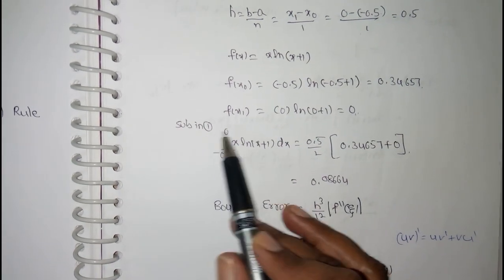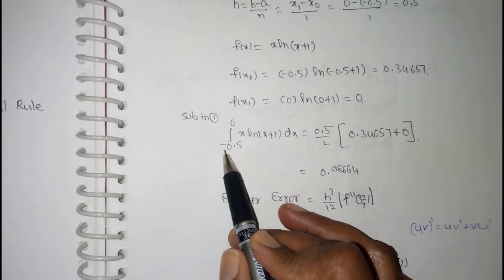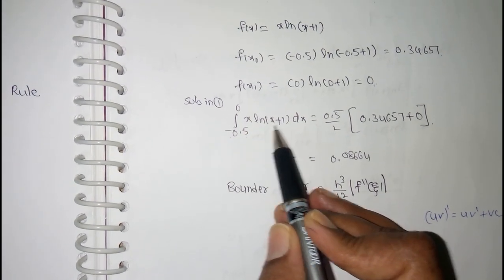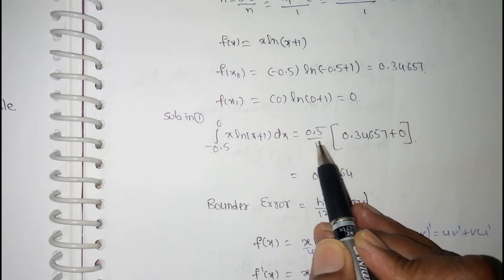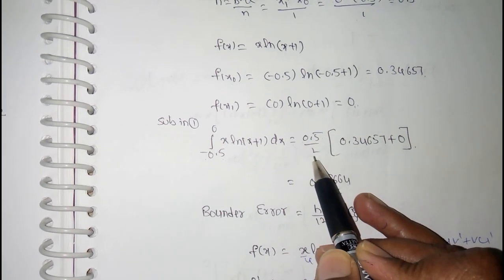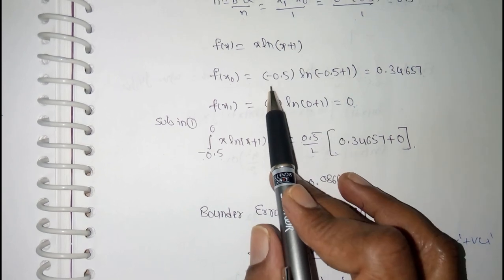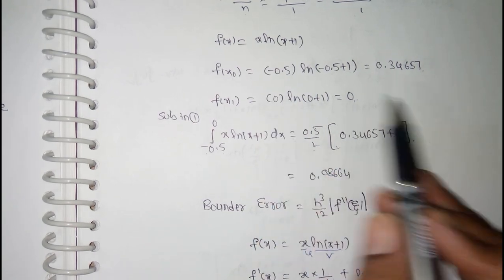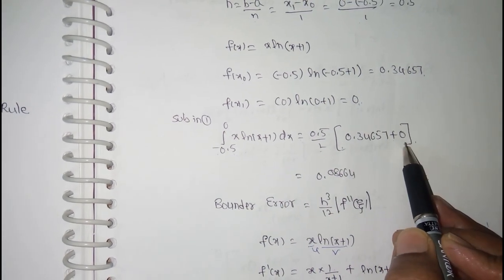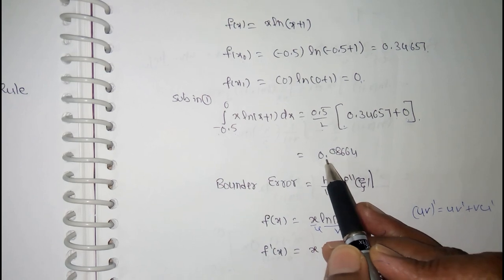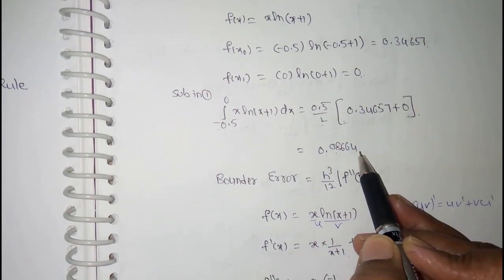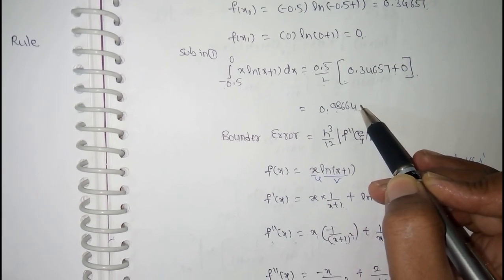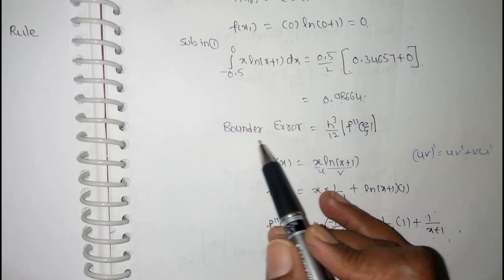Next, substitute these values in equation 1. The integral from -0.5 to 0 of x ln(x + 1) dx equals h/2, with h equal to 0.5, so 0.5/2 times (f(x0) value 0.34657 plus f(x1) value 0). So that value is equal to 0.08664. Okay, here it is the approximate value of the given function. Next, also find the bounded error.